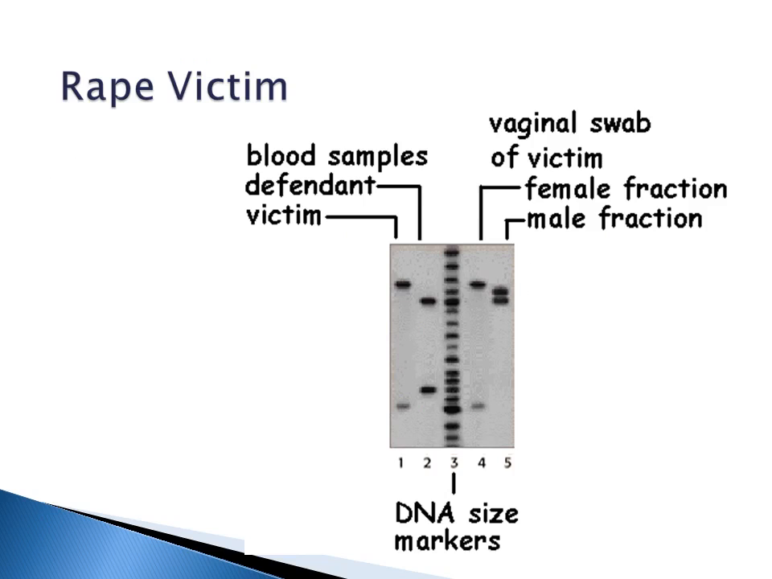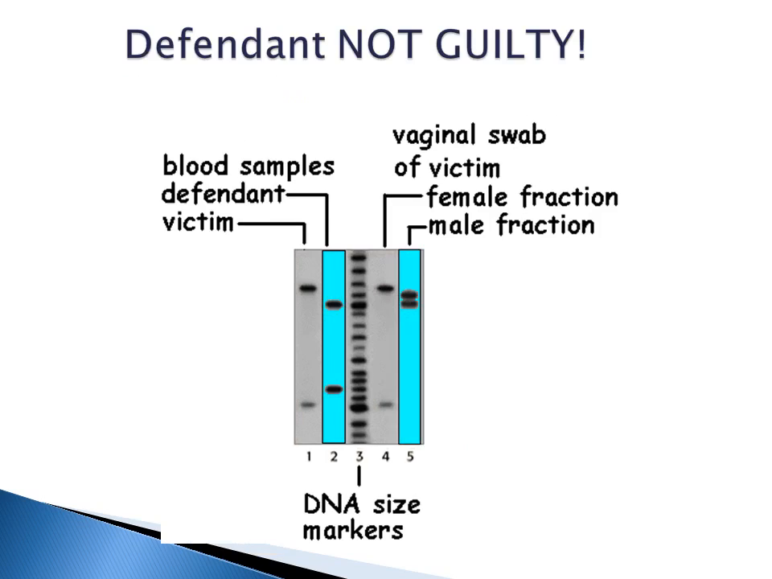You can look at repeat analysis to determine a rape suspect's guilt. So you're going to look at a blood sample from the victim, a blood sample from the defendant, and a vaginal swab, since this is a rape of the victim, and you need to separate the sample into your female fraction and your male fraction. So in this case, you see that the blood sample of the defendant does not match the male fraction of the rape victim. So this person is not guilty of committing this rape.